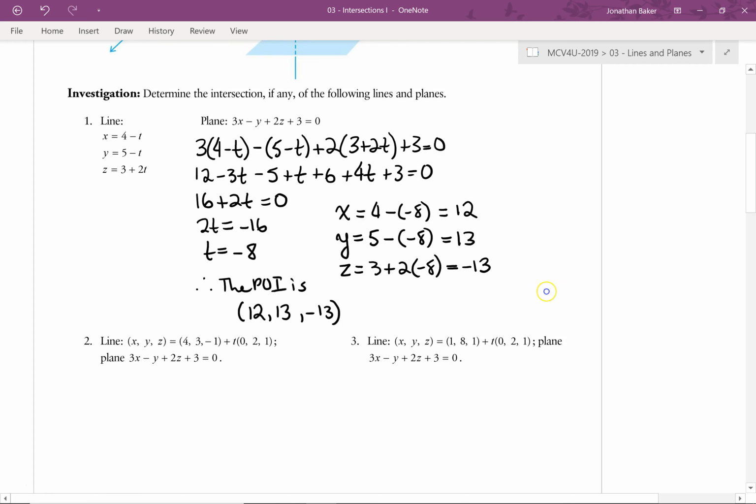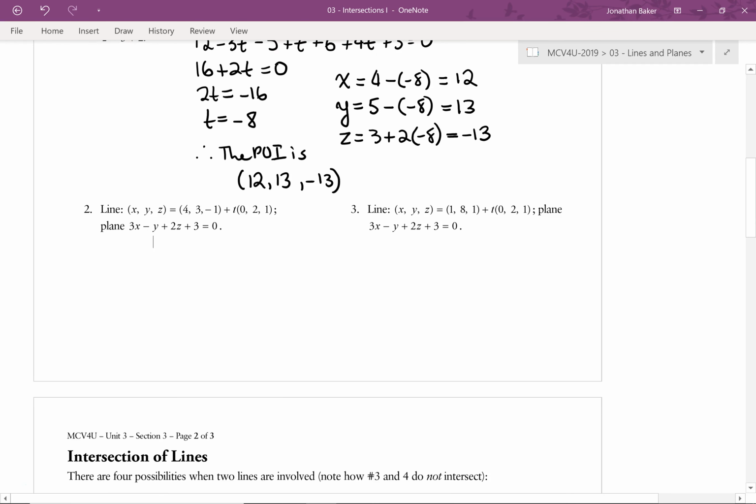Okay, let's look at example 2. We're going to use the same method here. So let's start, first of all, by writing parametric equations. And we'll put this nice and far over to the left here because we need lots of space for these. So x is equal to, in this case, it's just going to be 4, because we have 0 times t.